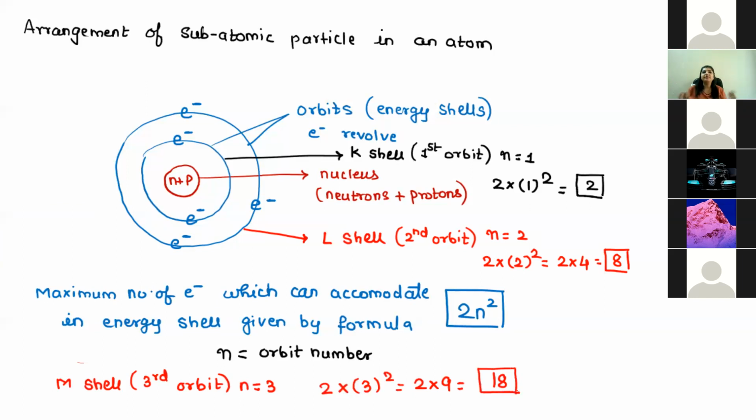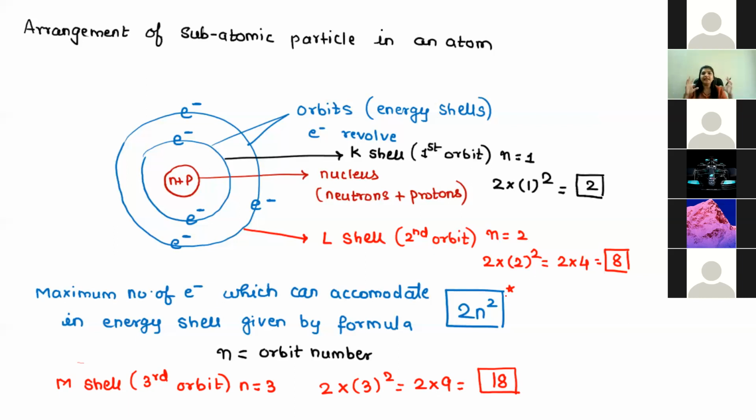So the maximum number of electrons which can be accommodated in the third shell is 18. You just have to remember this important formula, 2n squared. The first shell, which is the K shell, holds 2 electrons, the second shell 8 electrons, the third shell 18, and it goes on. So the maximum number of electrons is 2, 8, 18, and so on.